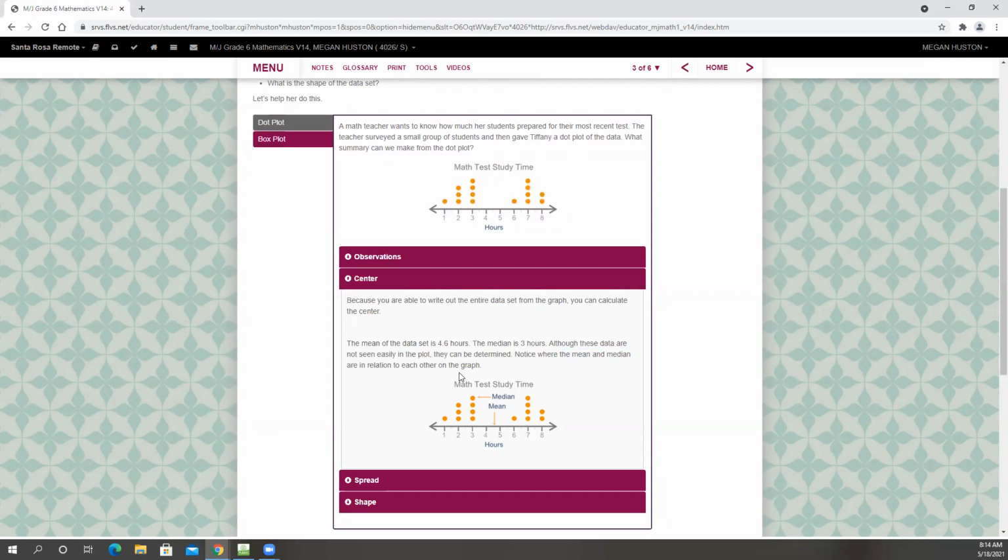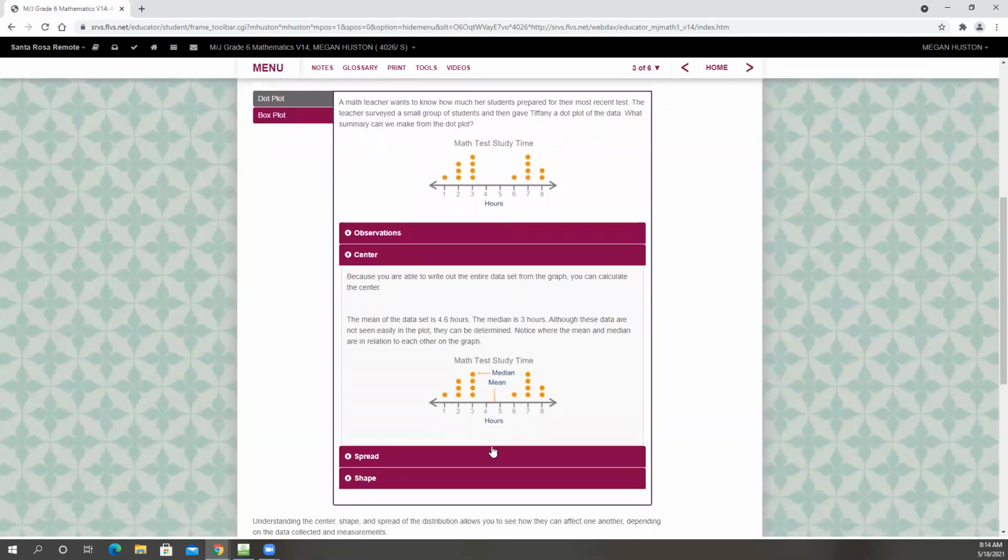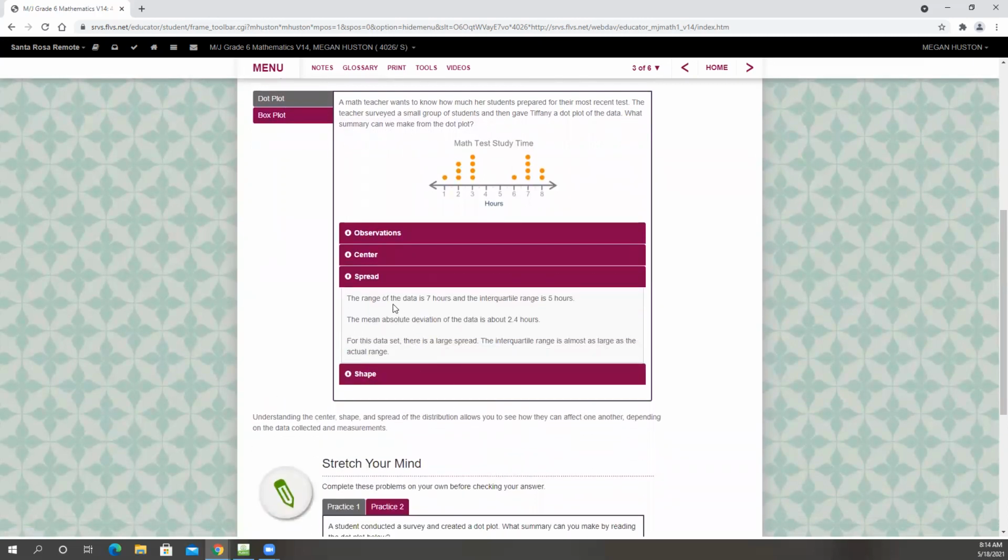Notice where the mean and median are in relation to each other on the graph. So the mean was 4.6 and the median was 3. So they are close together, but they're not the same number this time. And that's okay when they're not the same number. The range is 7. So going from 1 to 8, 8 minus 1 gives us that 7. And the interquartile range, remember interquartile range or IQR, you take Q3, quartile 3, and subtract quartile 1, and that gives us 5.